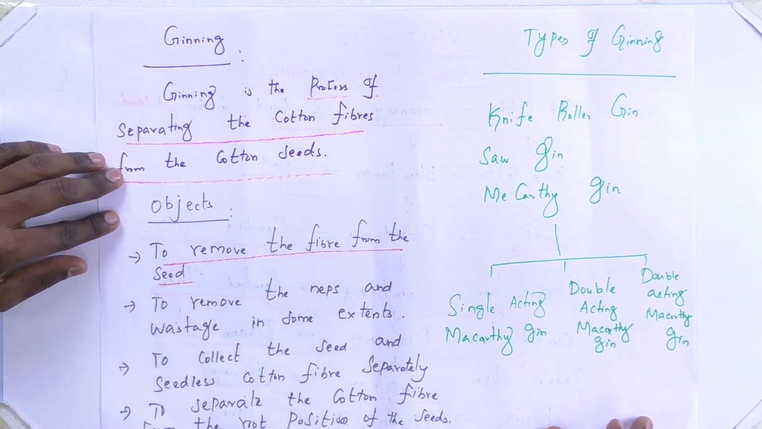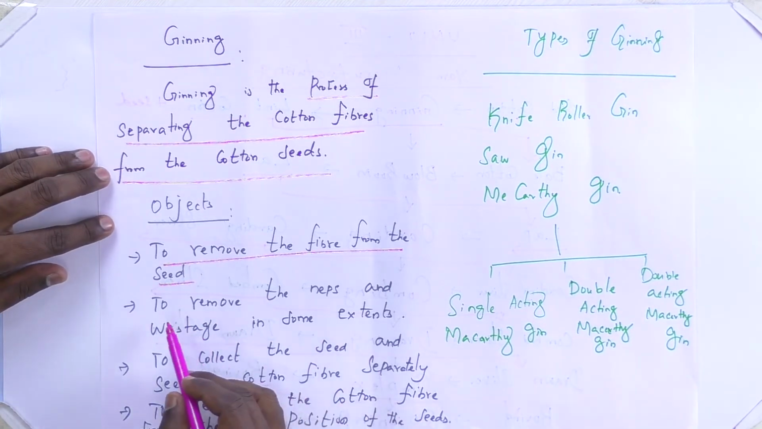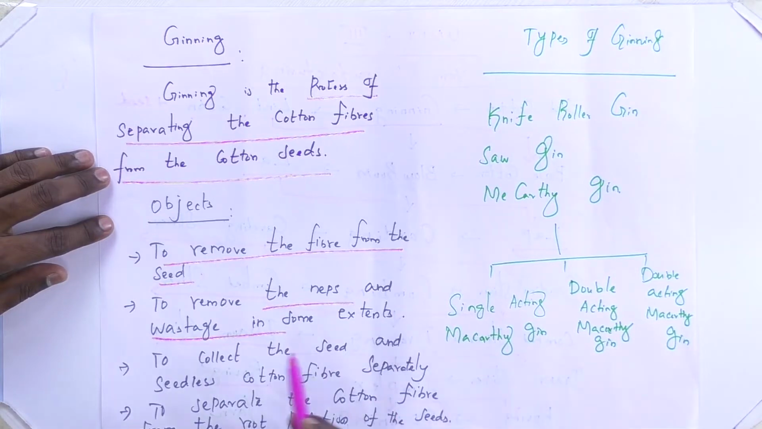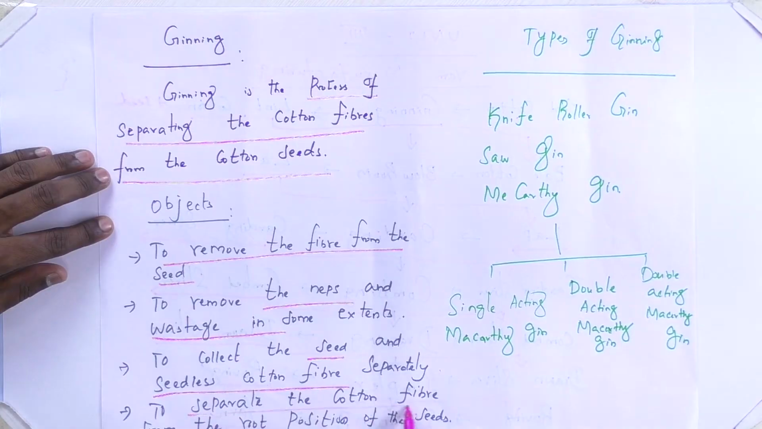The object of the ginning process is to remove the fiber from the seed. This is the first object of the ginning process. Then remove the neps and wastages in the feed material, to collect the seed and the seedless cotton fibers separately, and to separate the cotton fiber from the root portion of the seed. From the surface of the seed, the cotton fibers are extracted by suitable forces. Then we can get good cotton fibers.